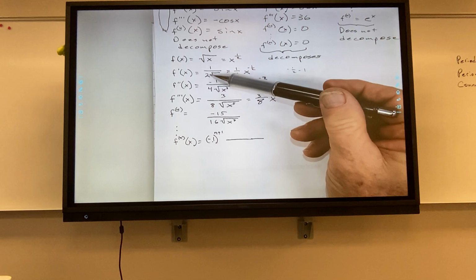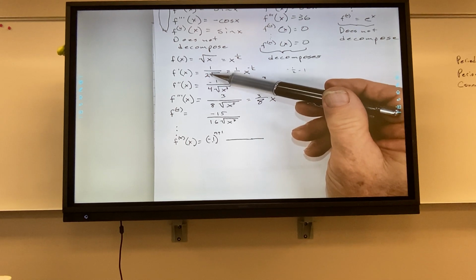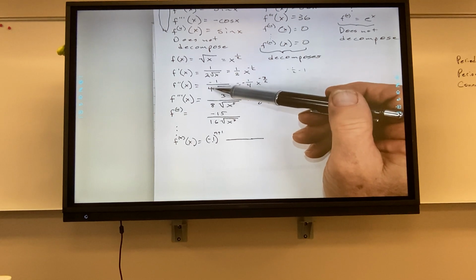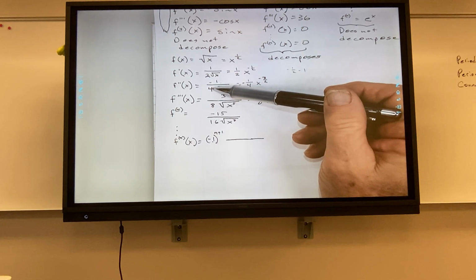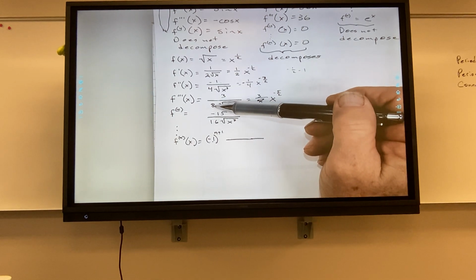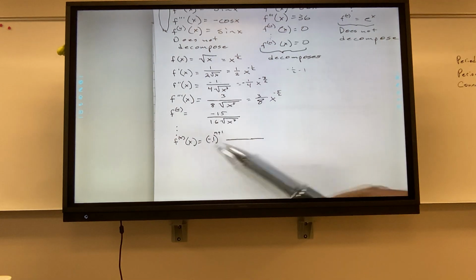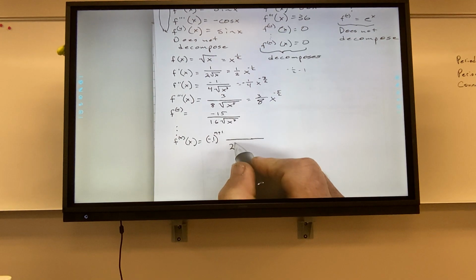So here, let's look at these numbers. Here on the first derivative, it's 2. On the second derivative, it's 4. On the third derivative, it's 8. On the fourth derivative, it is 16. 2 to the nth power. Excellent.